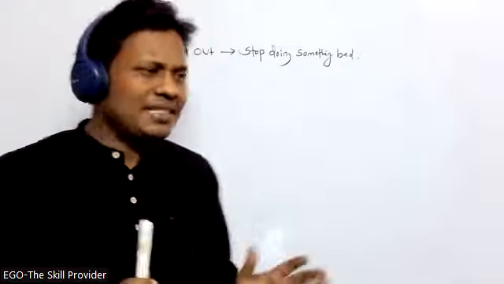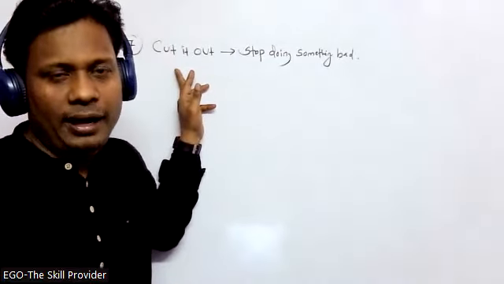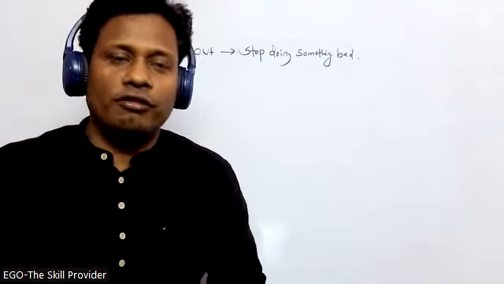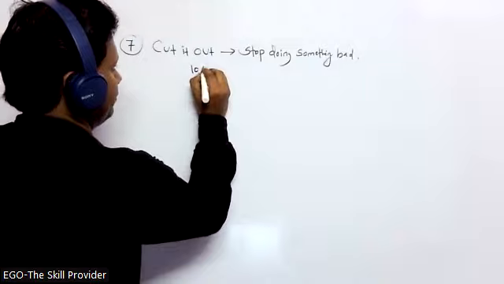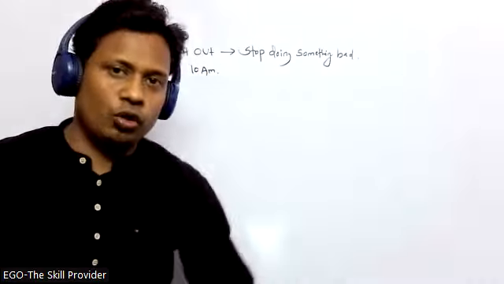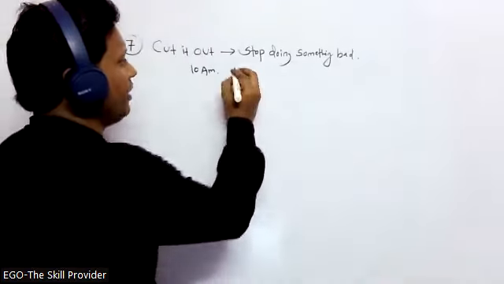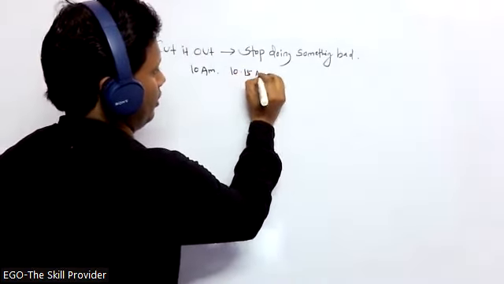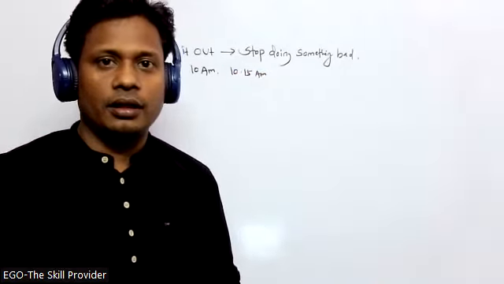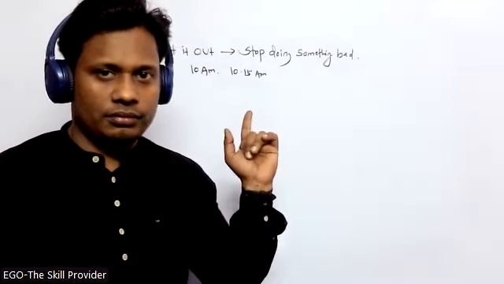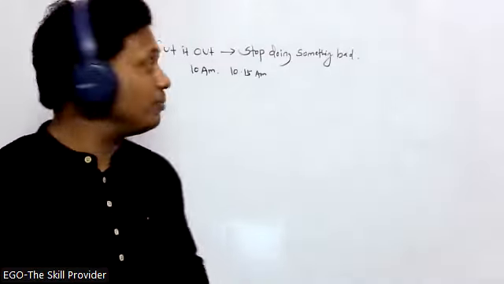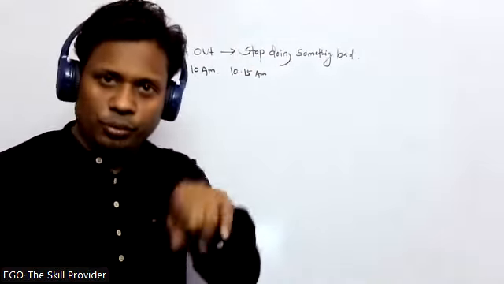So cut it out is basically an office expression, right? Suppose I'm supposed to come to the office by 10 o'clock, I have to punch in by 10 o'clock. Right now it's 10:15. What will my boss tell me? My dear employee, I have seen you many times, you are late, cut it out. That means don't repeat the same. Stop it. Stop doing the same.